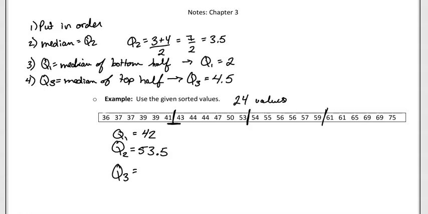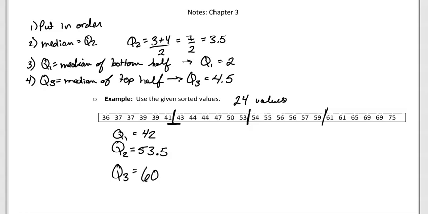So there's my divider. I've got 6 values here and 6 here. So I need to know what lives between here. So I could take 59 plus 61 divided by 2, and I'll get the value of 60. So there's my 3 quartiles.